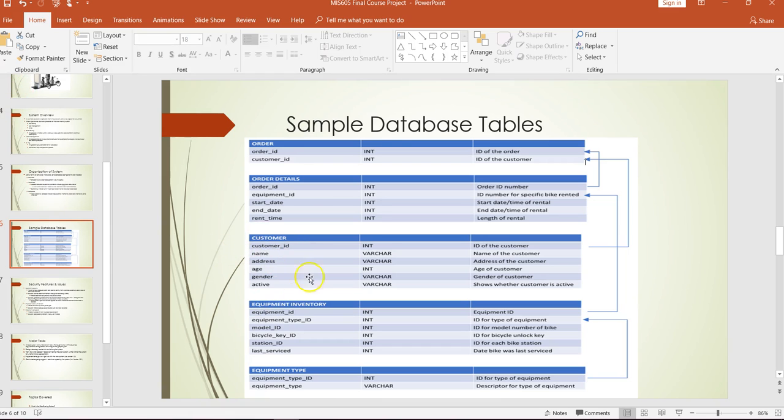We would have a customer table that tracks information about the customer: their age, gender, name, address, phone number, all those good things. We would have an equipment inventory table that would track the equipment ID, perhaps the type or model of bike. It may have a bicycle key ID to unlock the bike, a station ID that the bike might be associated with, as well as possibly records on when the bike was last serviced. And then a fifth and final table, and in the real world it would certainly be more complex than this, might be the equipment type.